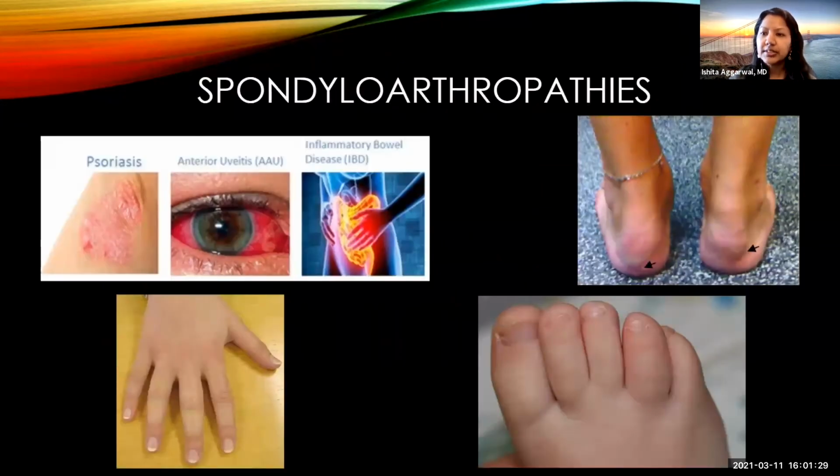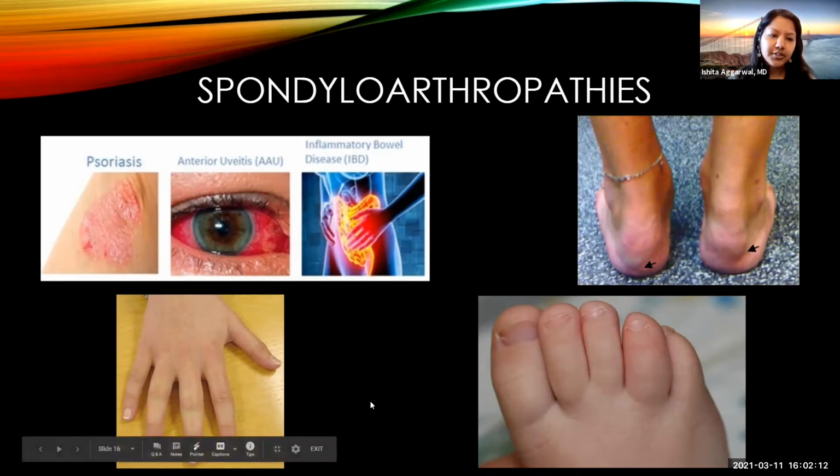So just to see some of these that we just talked about. In the top left picture, you can see a picture of a psoriatic plaque. Here is the second picture of anterior uveitis, with a red painful eye, significant inflammation. This has to be evaluated with ophthalmology. And then a patient might have inflammatory bowel disease that goes along with this group of conditions. On the top right, you can see a picture of inflammation of the Achilles tendons. So this is a type of enthesitis, which can be seen in these conditions.